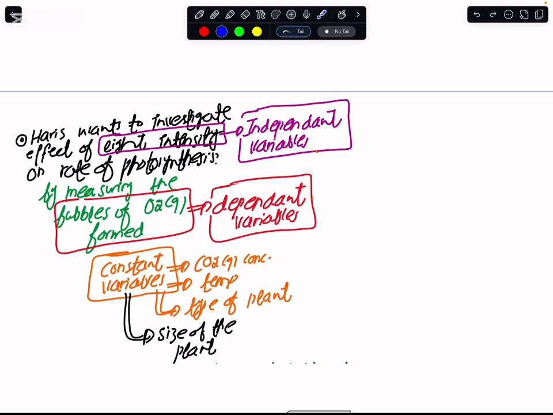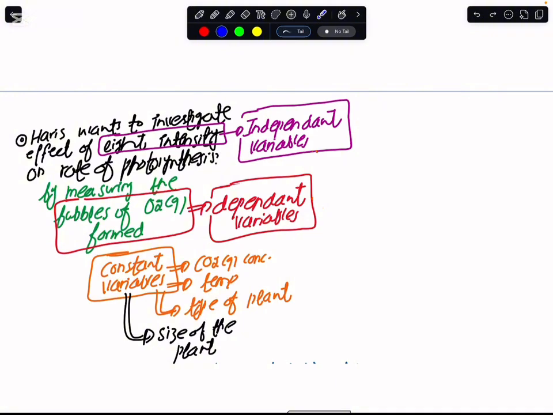So we know that apart from the light, there is the carbon dioxide concentration, the temperature, and the type of the plant or the species of the plant that he would be involving in the investigation. So he has to keep these constant or standardized. If he would not keep them controlled, or would not be able to set them at an exact amount, then we would not be able to see the impact of the light intensity alone.